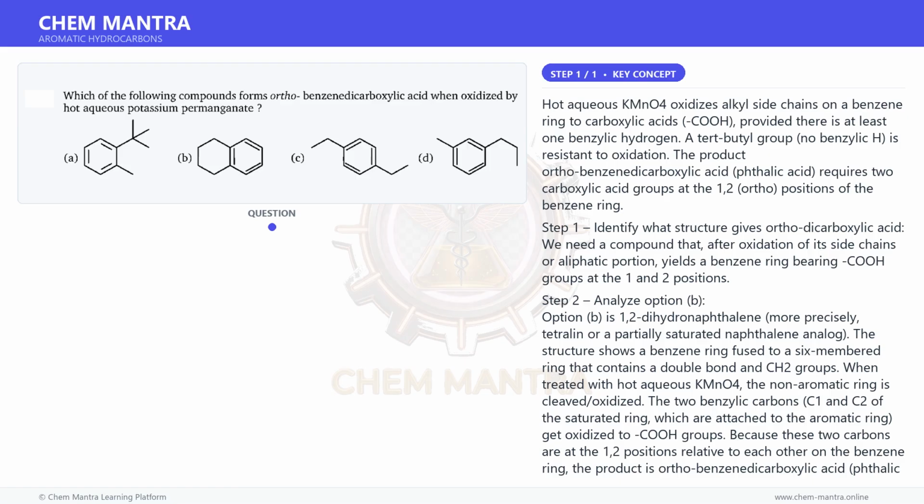D. 1-methyl-3-propylbenzene. The substituents are at meta positions 1,3. Oxidation would give 1,3-benzenedicarboxylic acid, isophthalic acid, the meta isomer, not the ortho isomer.